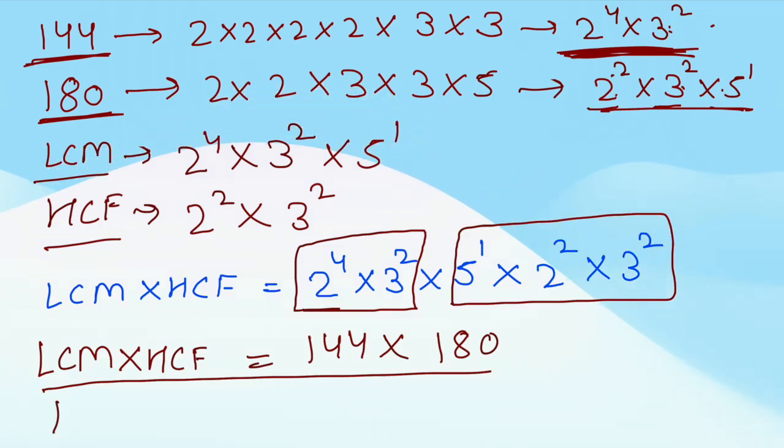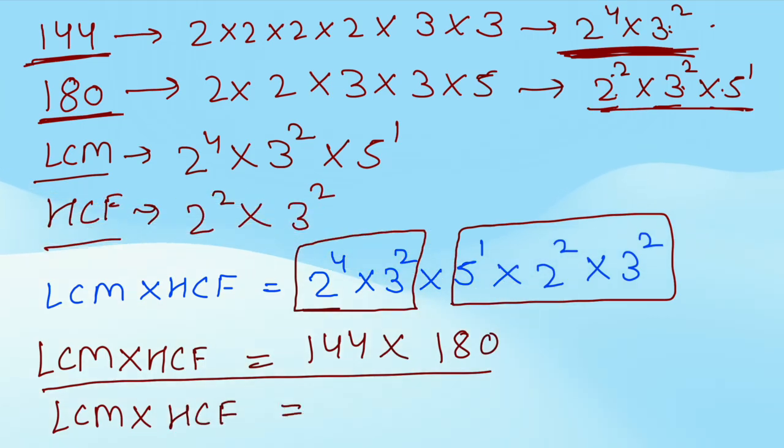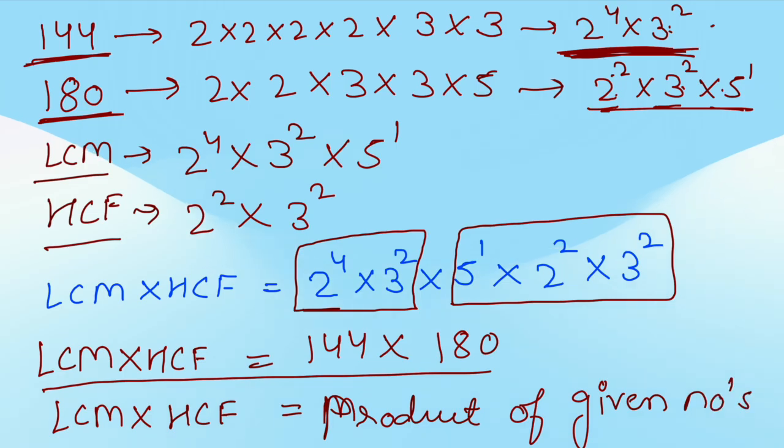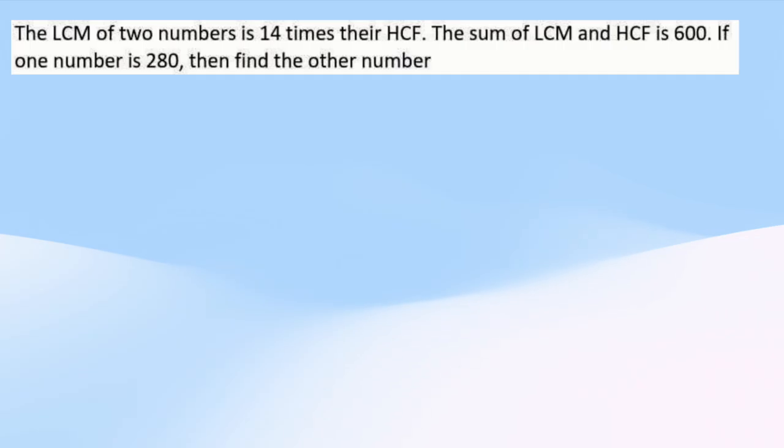So I can write LCM into HCF of two given numbers is equal to the product of the given numbers. Hope it is clear. So whenever I need to find LCM or HCF and the product is also given, or one of these two things is given, I can find it directly. Clear? Let's solve some questions based on this.